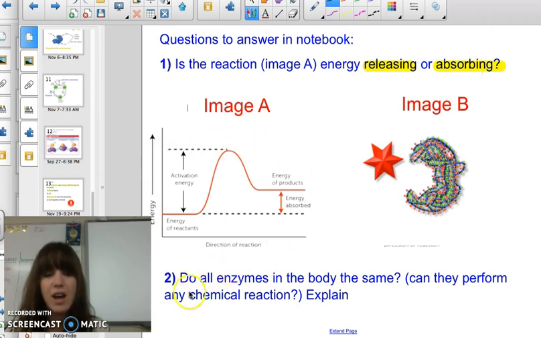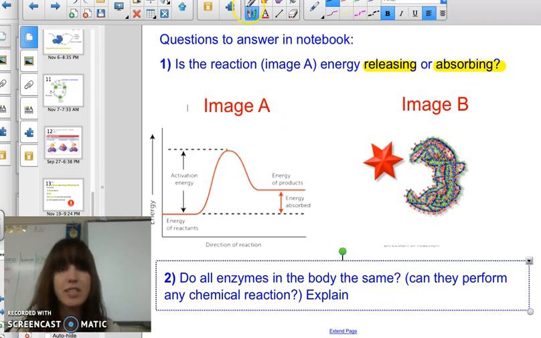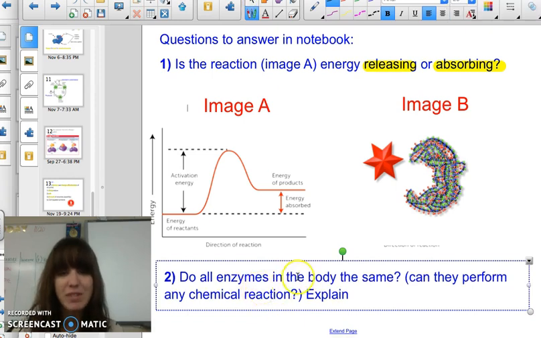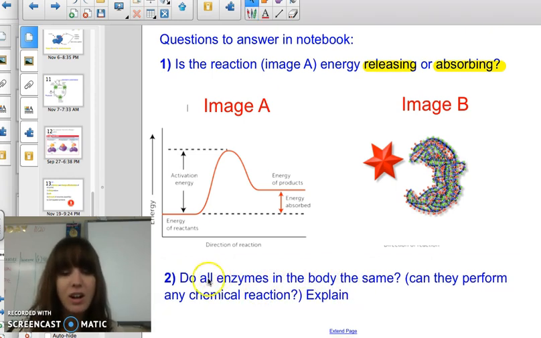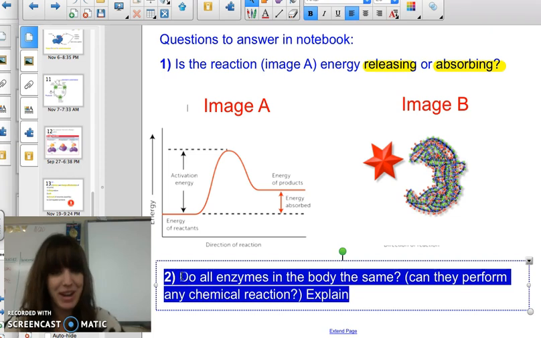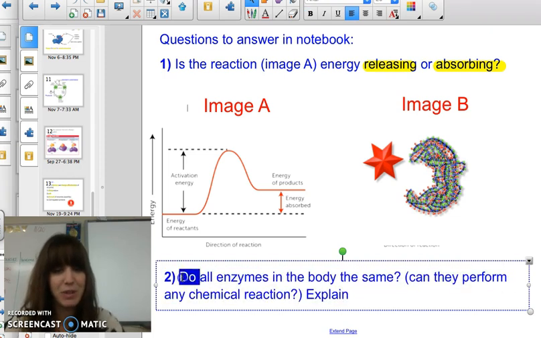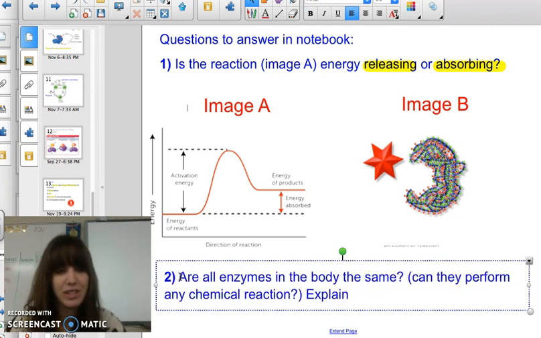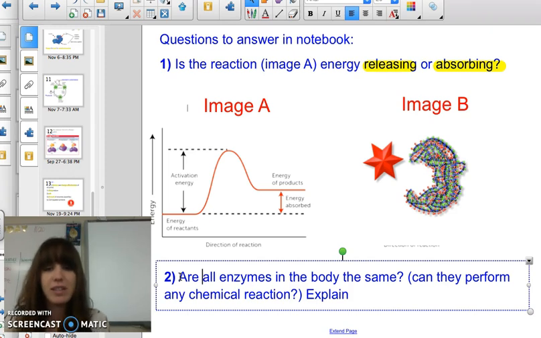And then number 2 is a question that I want you to answer as well. Do all enzymes in the body, I'm sorry, this is incorrect here. It should say, are all enzymes in the body the same? All right, it wouldn't be a Miss Kaiser video notes without a mistake. There we go. Are all enzymes in the body the same? So can they perform the same chemical reaction?